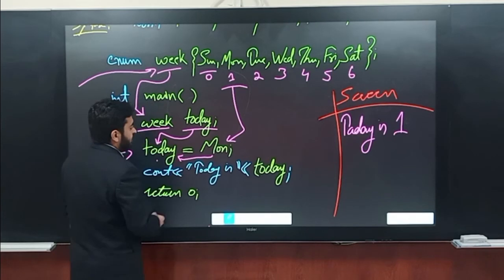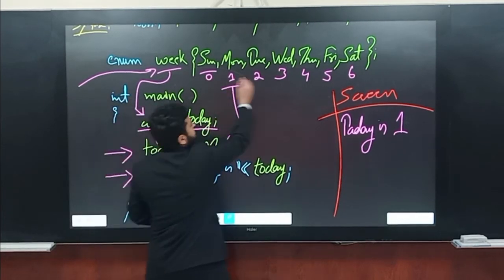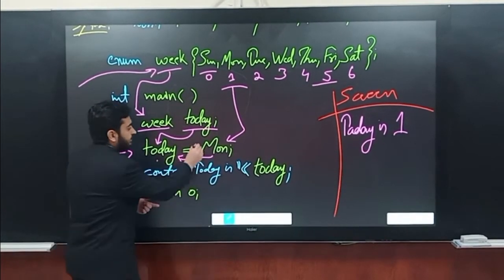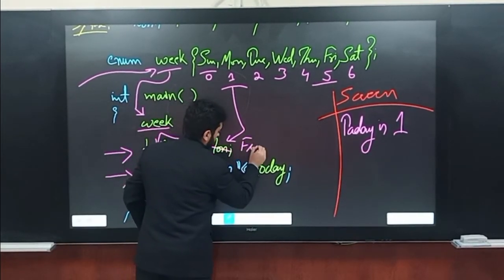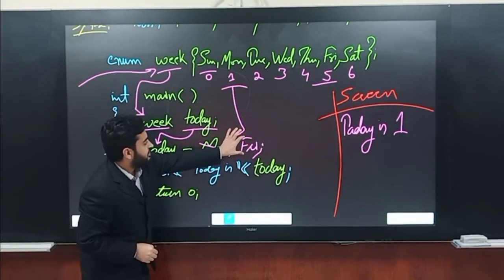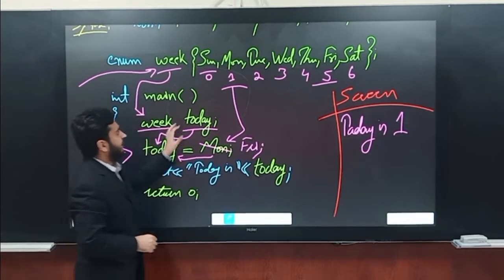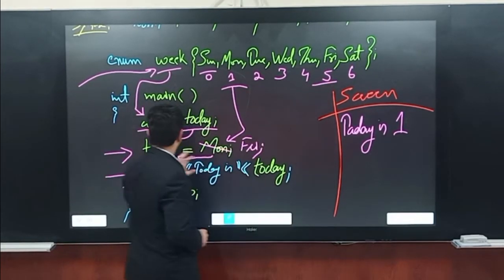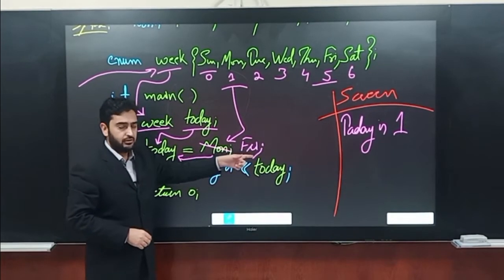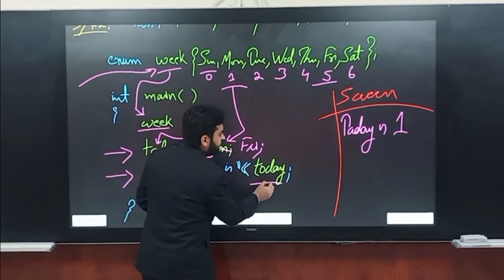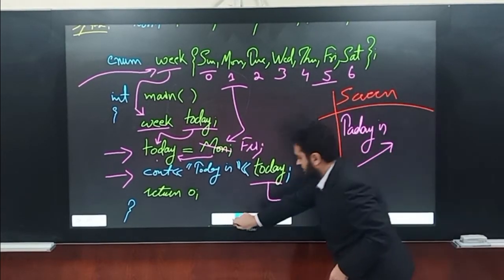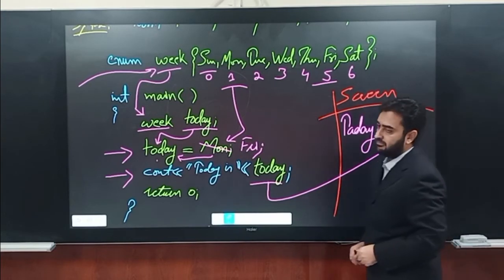If you want to assign a different value from the set of values, like Friday, it means that we are assigning the value 5, the index number 5, to today. And when you print today on the screen, you will see 5.